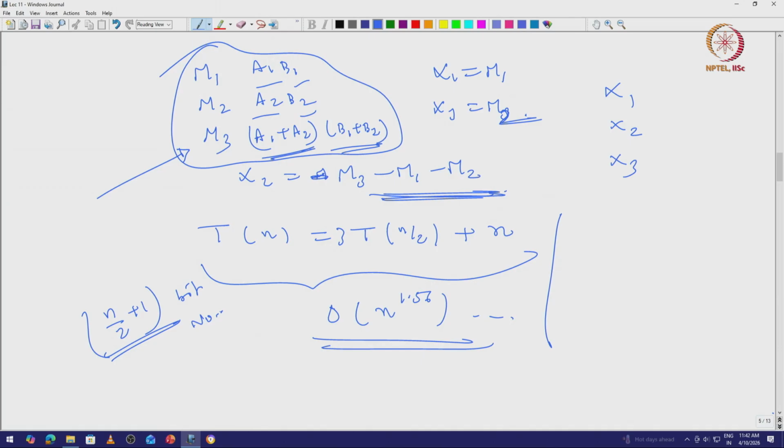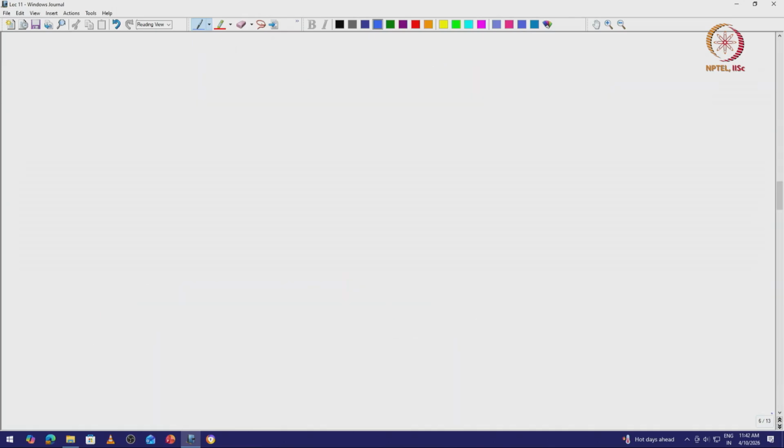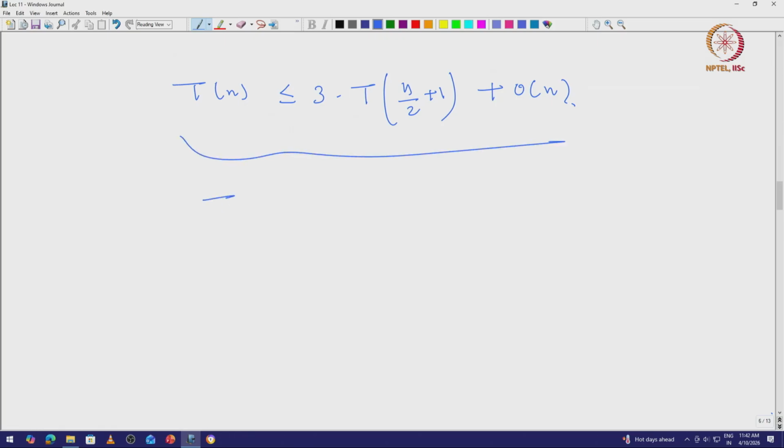Therefore, actually it is like this: T of n is less than or equal to 3 times T of n by 2 plus 1, plus order n. If T of n is less than or equal to 3 times T of n by 2 plus order n, I can easily solve. I can apply the master theorem, but it is something like this.